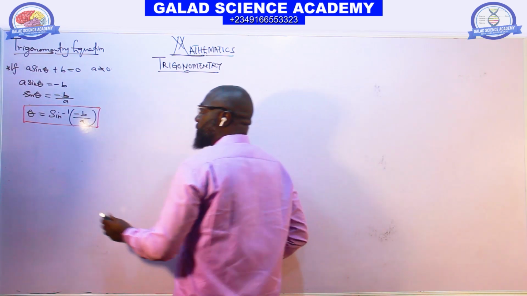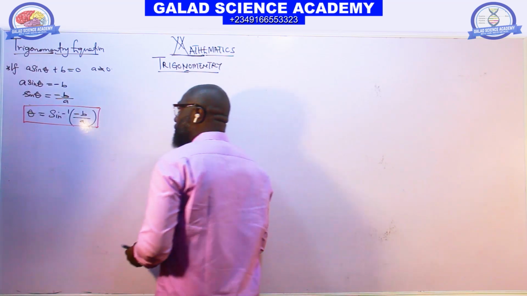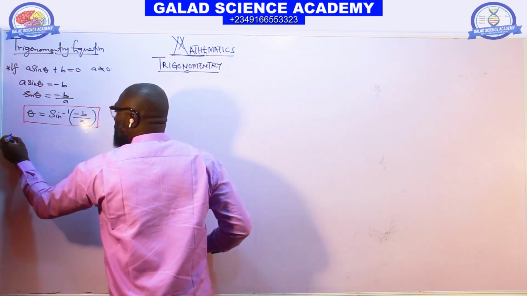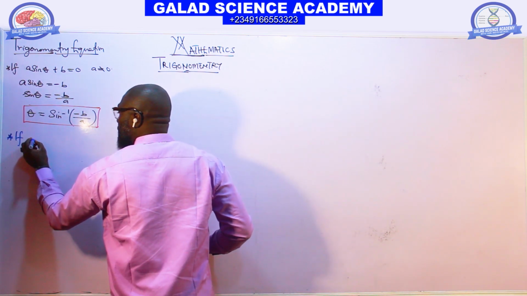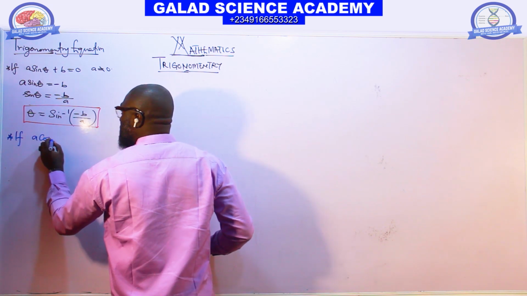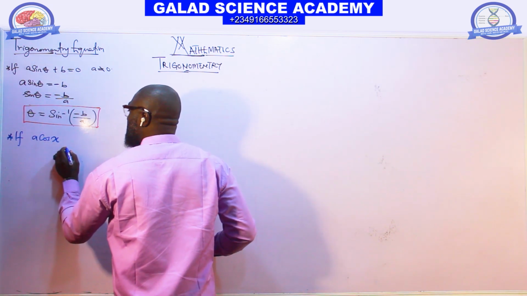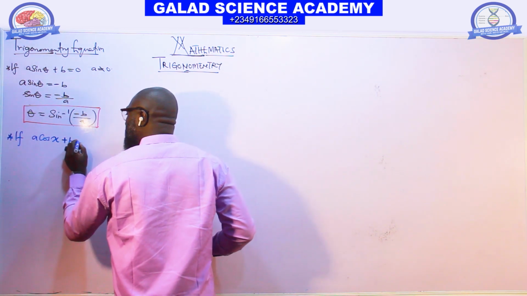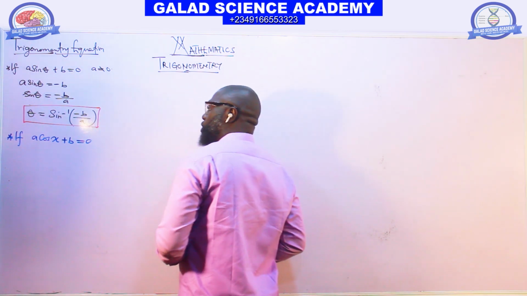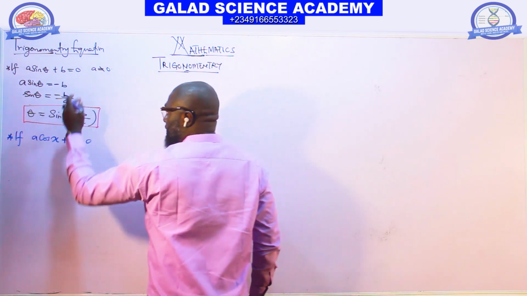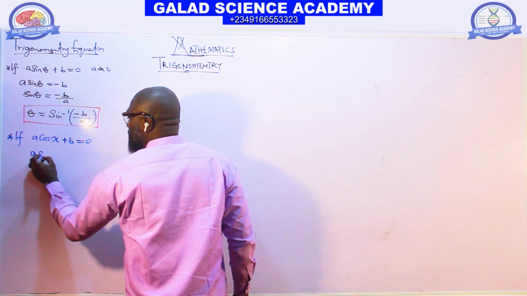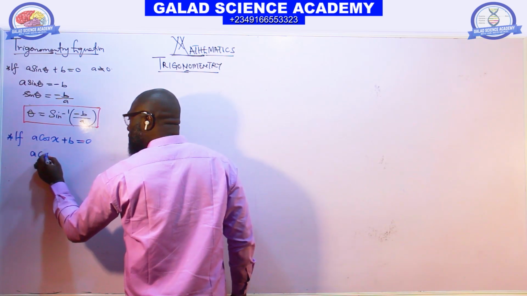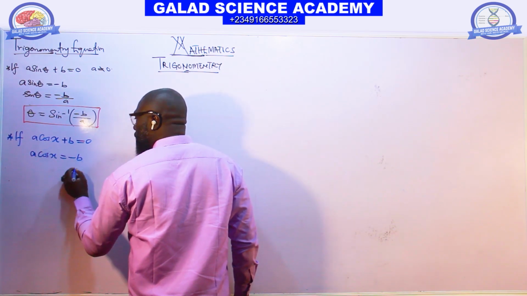And in another case, if we have a cos x minus b or plus b equal to 0, you are asked to solve for x here. The same thing like that one: a cos x equal to minus b.